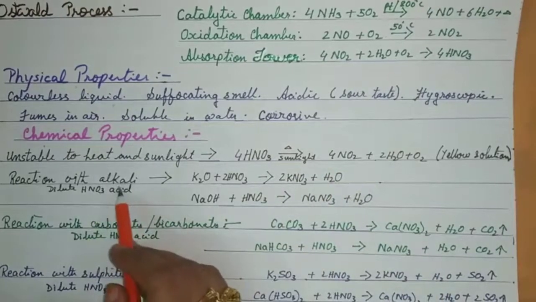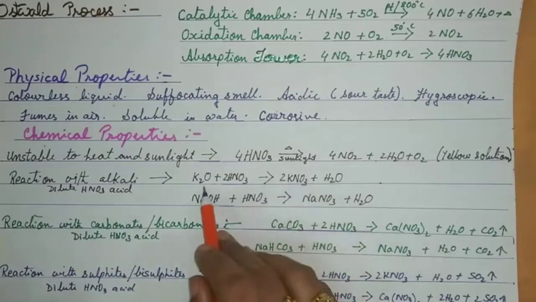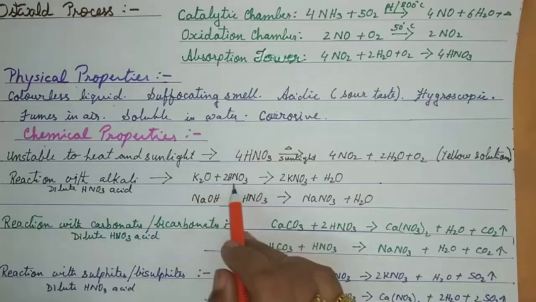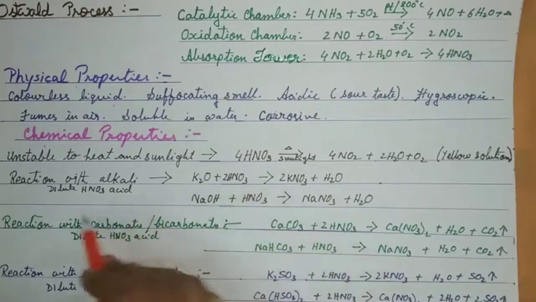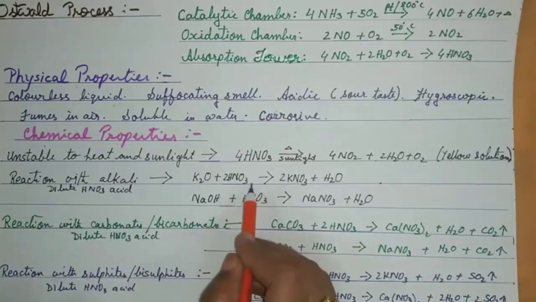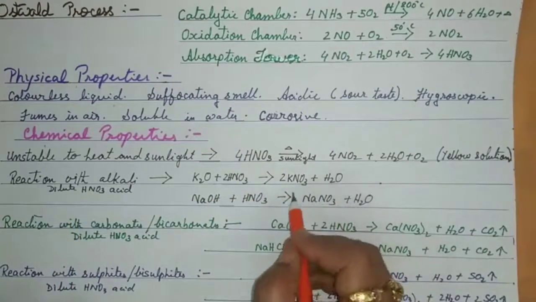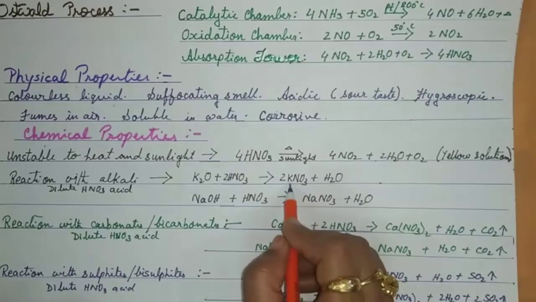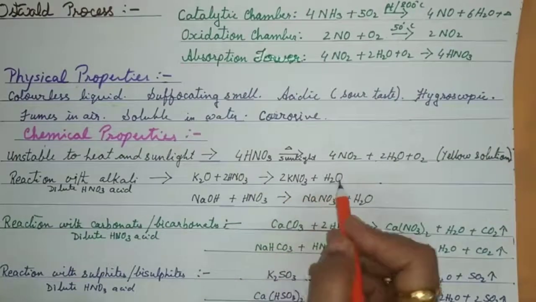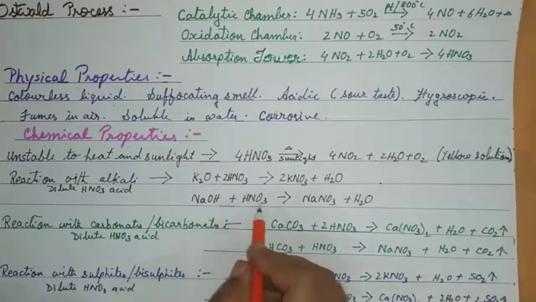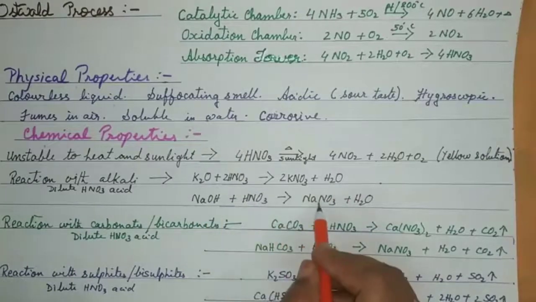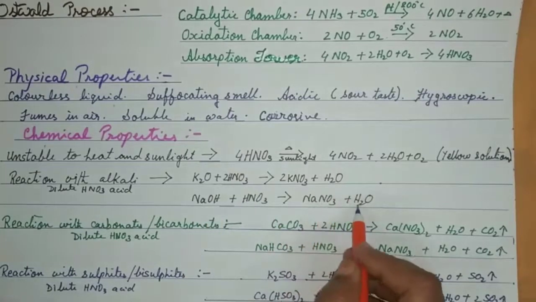The dilute nitric acid reacts with alkali to give you salt and water, so potassium oxide plus dilute nitric acid. Dilute I have not written, but children, you should write dilute here. To give you salt, potassium nitrate and water. Same with sodium hydroxide and dilute nitric acid will give you sodium nitrate and water.